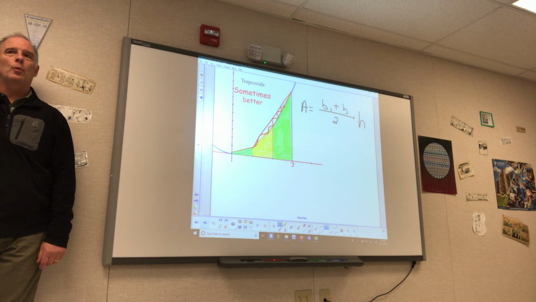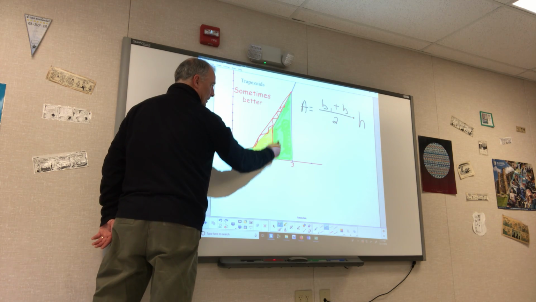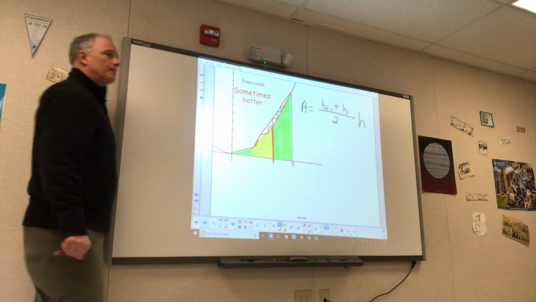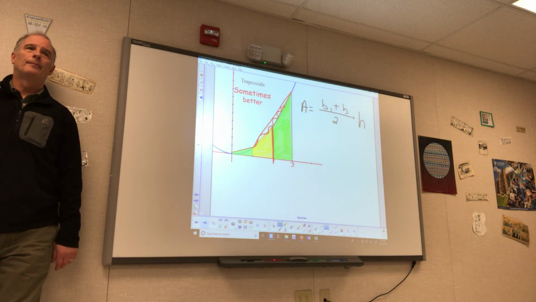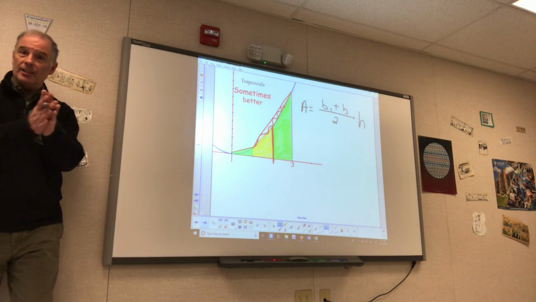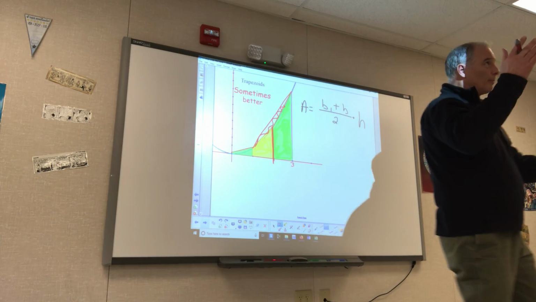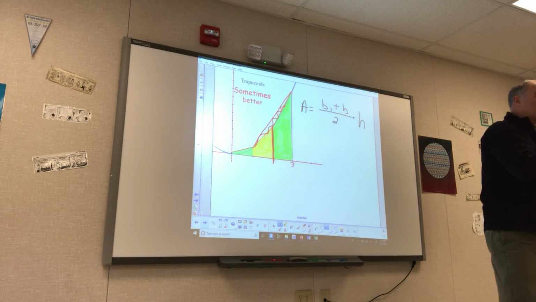But there's a thing I want you to notice here. Notice something about this base. Which base is that? Of which trapezoid? Yellow or green? So it's base 2 of yellow, but it's also base 1 of the next green one. When they butt up against each other like that, the second base of the first one is the first base of the second one.